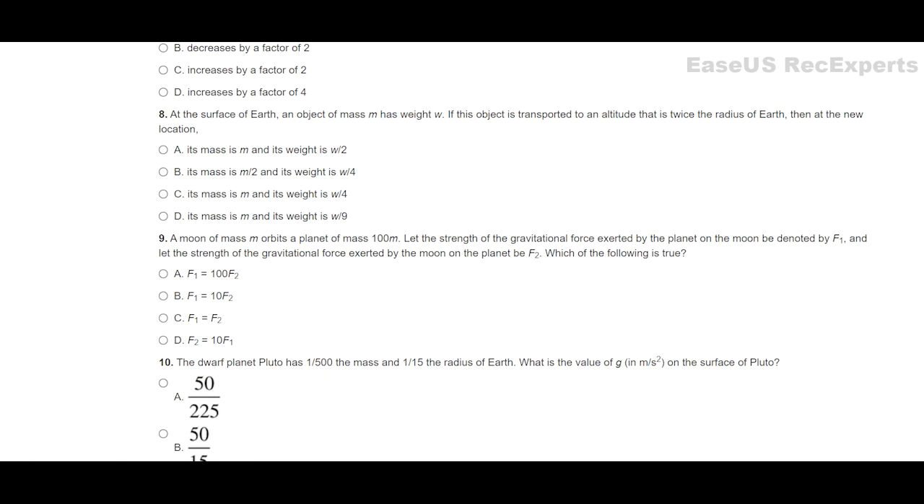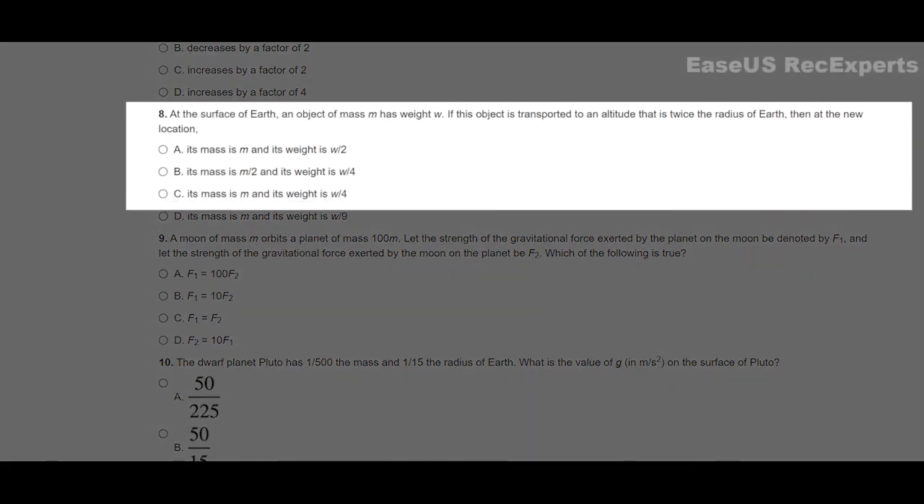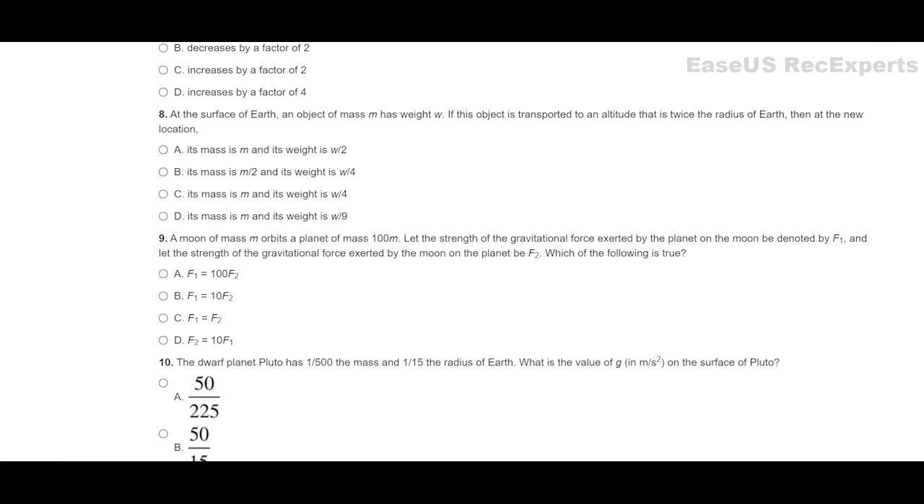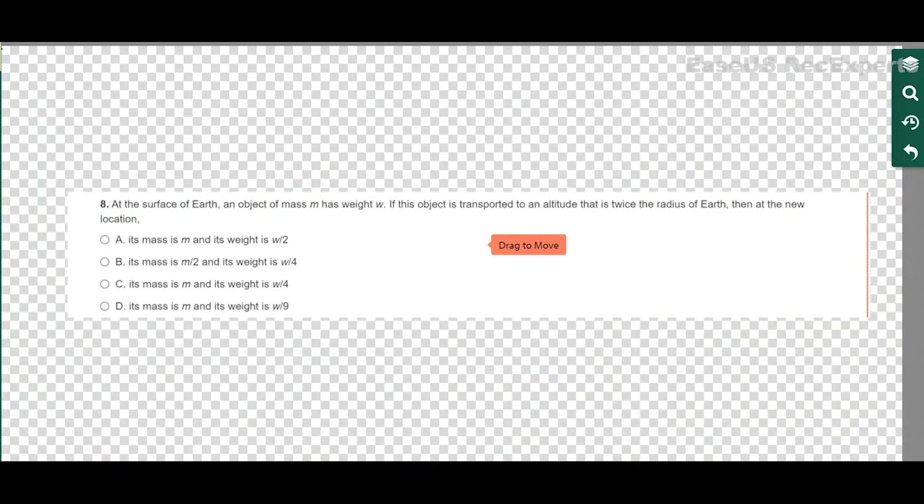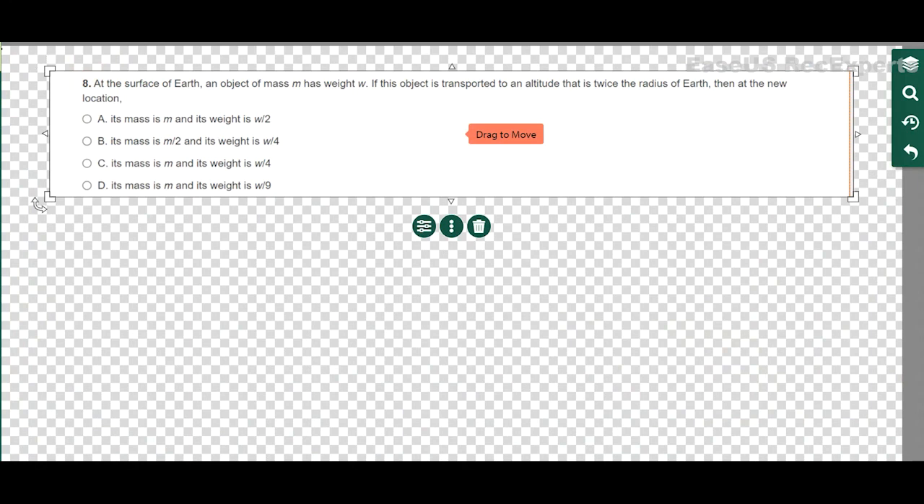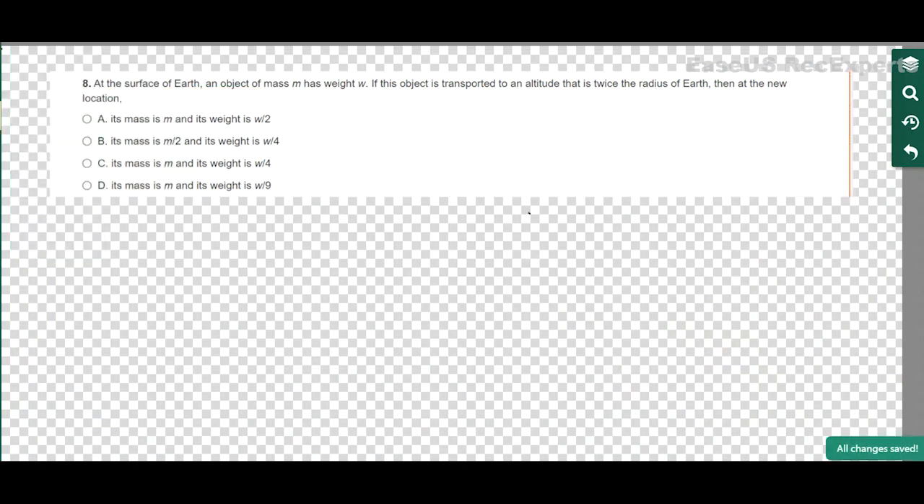Now let's take a look at number 8. At the surface of the Earth, an object of mass m has weight w. So if this is transported to an altitude that is twice the radius of the Earth, then at the new location, we know that g m1 m2 over r squared is our original.